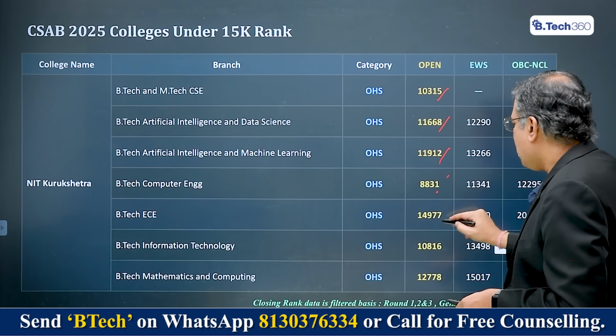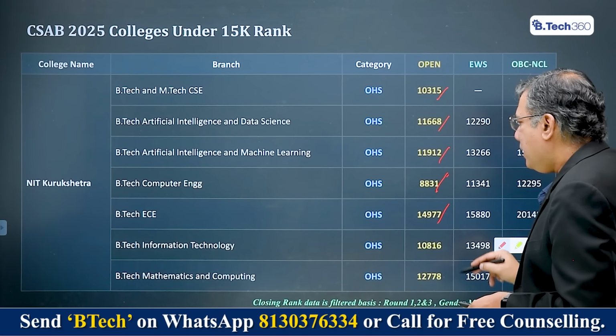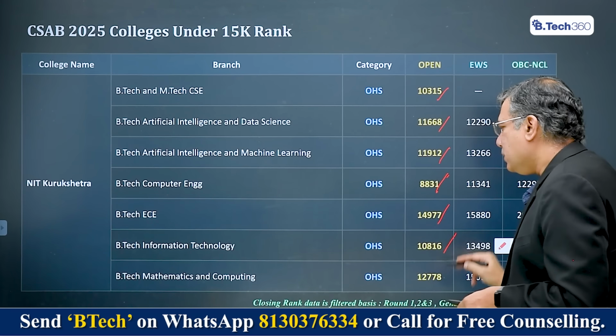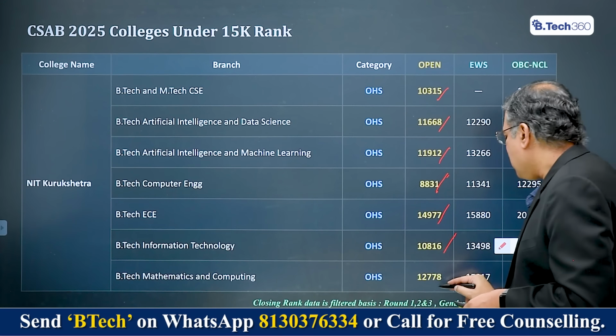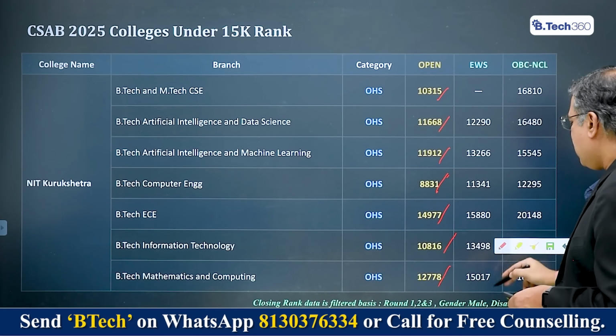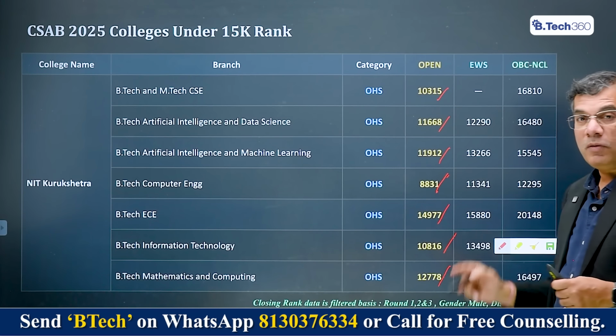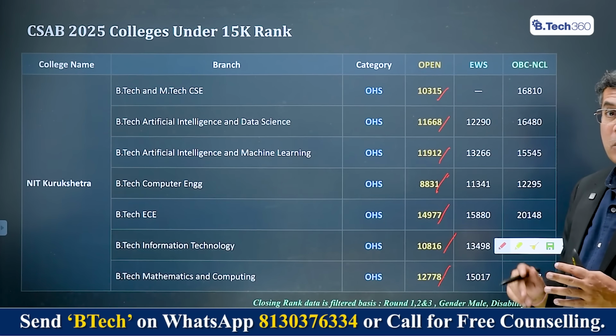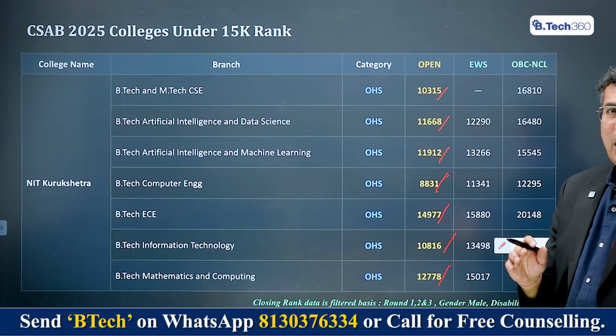Btech EC is 14,977. Btech Information Technology is 10,816. And Btech Mathematics and Computing is 12,778. Then you also have the category rank, which you can actually see. Now what we're doing is we're talking about the top 15,000 rankers where they're likely to get through the CSAB counseling based on what happened last year.